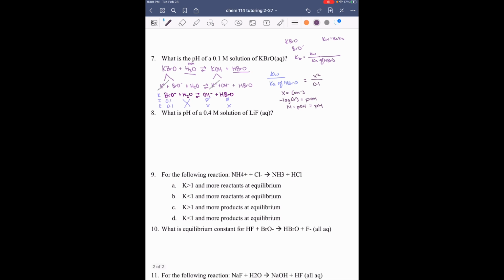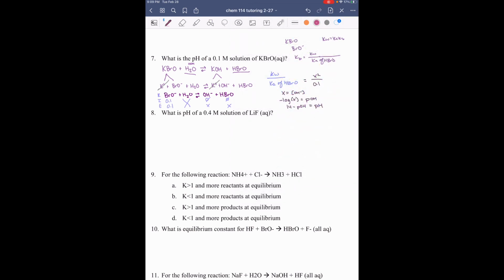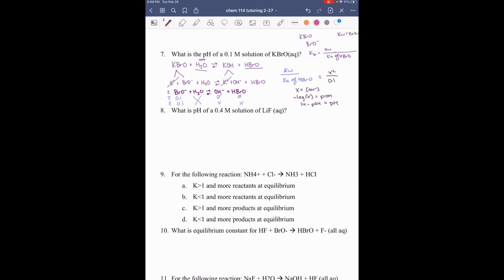And then for this next one, it's going to be essentially the same exact process. We'll do pink this time. What pink's the most tolerable for you guys? This one? So again, you could also recognize that this one's going to be basic because we have a neutral cation plus the conjugate base of a weak acid, so weak acid, strong conjugate base, so basic.